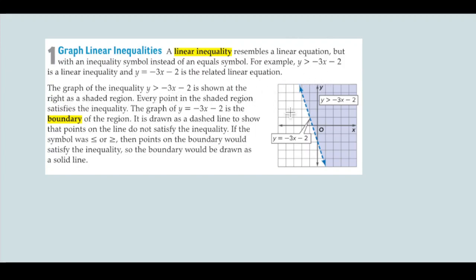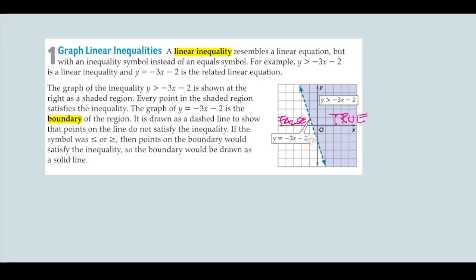Okay, and then it says you graph this as a shaded region. Because it's an inequality, there's not just a set of values on a line. There's a set of values on one side of the line that are all going to work, and the other side of the line will have values that don't work for that inequality. So we shade the region that makes the inequality true. The shaded side is where the inequality is true, and the other side is where the inequality is false.